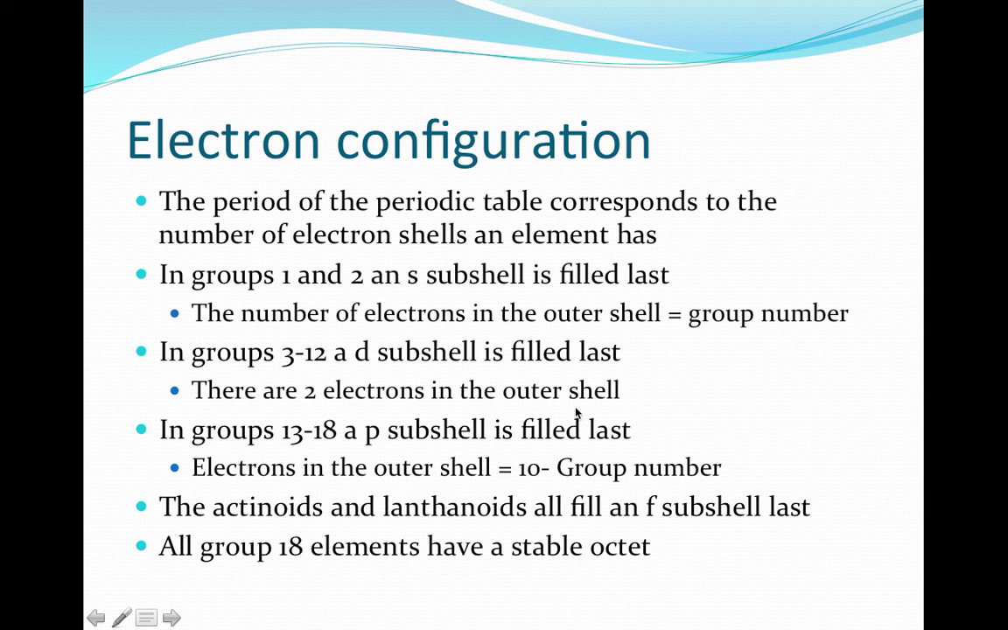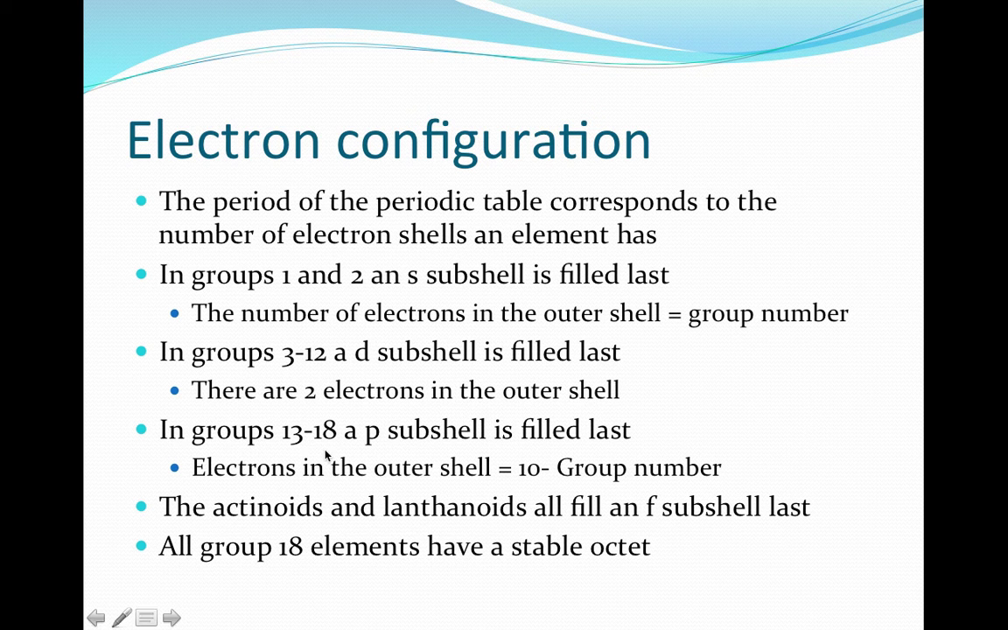In groups 3 to 12, we're filling a D subshell, so that's our D block, otherwise known as our transition metals. For all of those, there are 2 electrons in the outer shell, apart from those chromium and copper exceptions that you've already learnt about, where to increase stability, they've actually only got 1 in the outer shell.